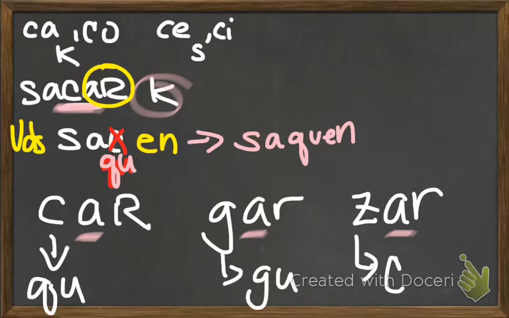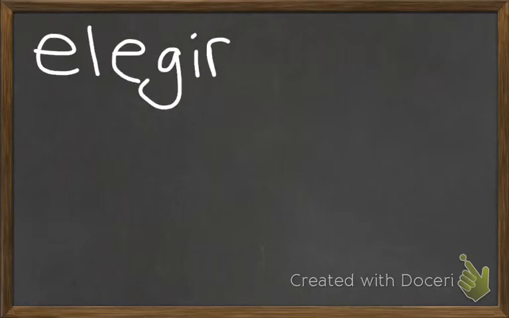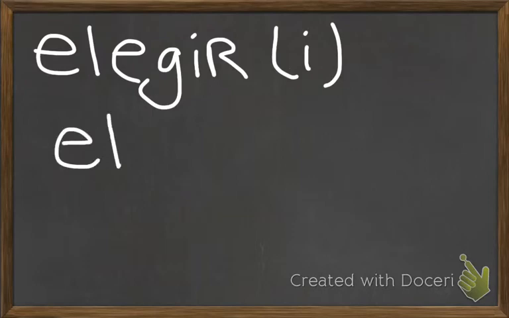Okay, I want to look at one more odd verb, and then we'll be done with this. The verb elegir is one of our verbs this chapter, and it's got two issues. First of all, it's a stem changer e to i, like pedir. So the yo form is elijo, not elegio.